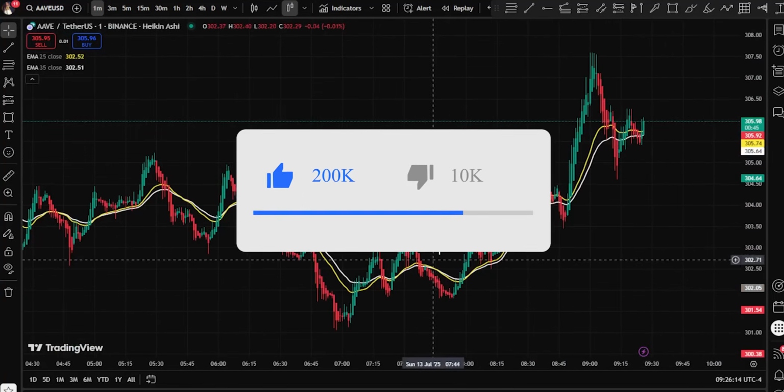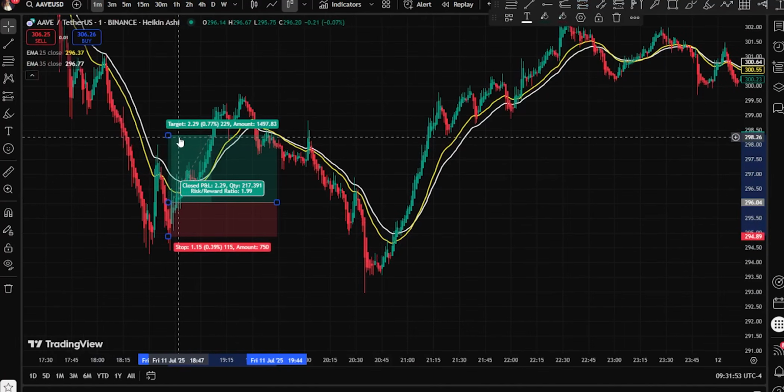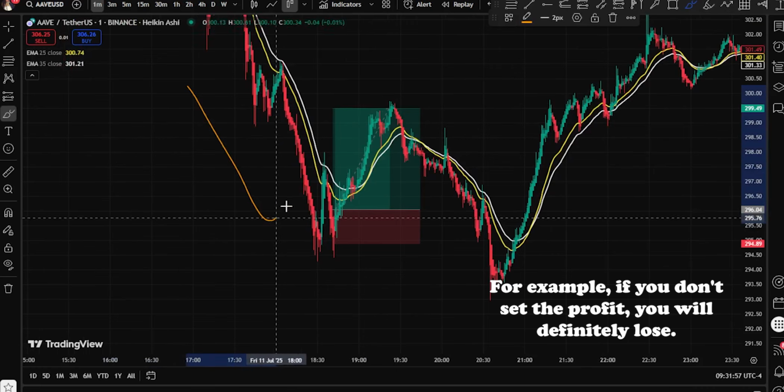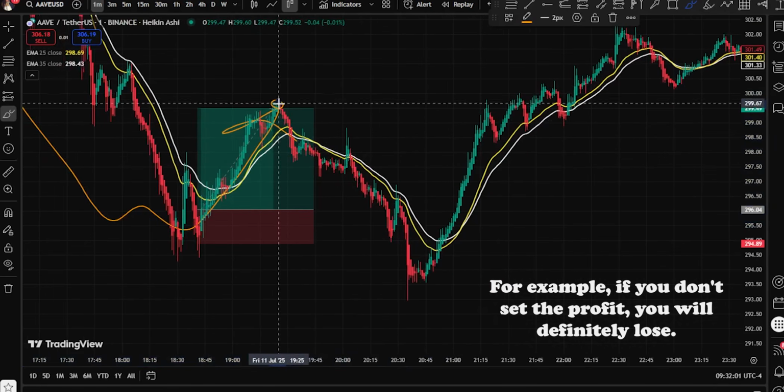Let's go to the most important strategy from which you can learn a lot. Let's look at a real example. In this 1-minute chart, the EMA 25 has crossed the EMA 35, and a green Heiken Ashi candle has formed. At this point, we enter a buy trade.